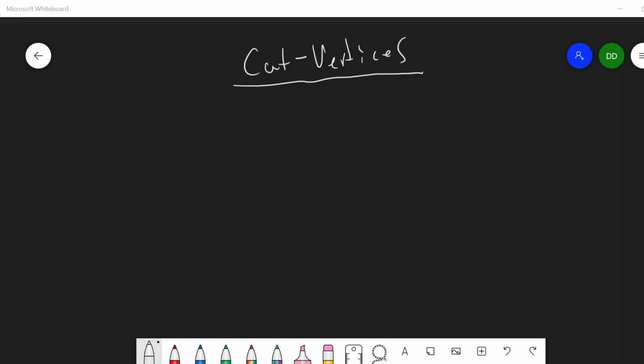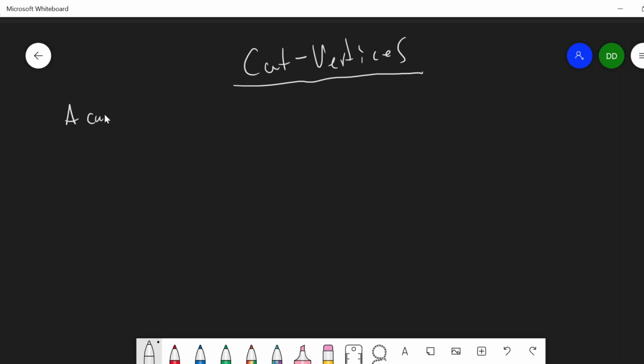Hello. In this video, I'll talk a bit about cut vertices. We'll define them, look at some examples, and then we will look at a couple theorems, one of which sort of generalizes some behavior that we'll see in the examples, and the other gives us a characterization for identifying cut vertices and working with cut vertices. So, first off, what's a cut vertex?